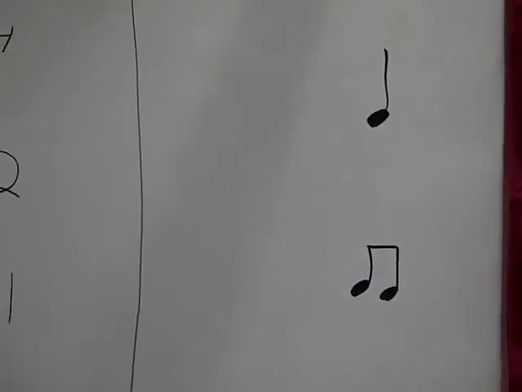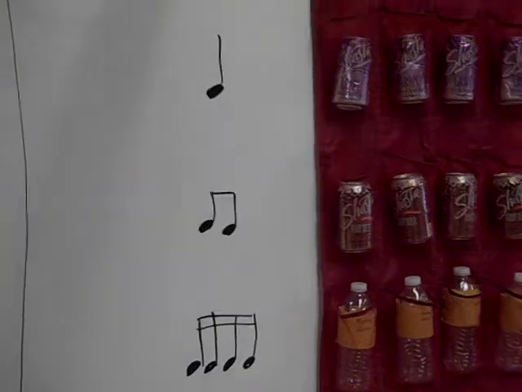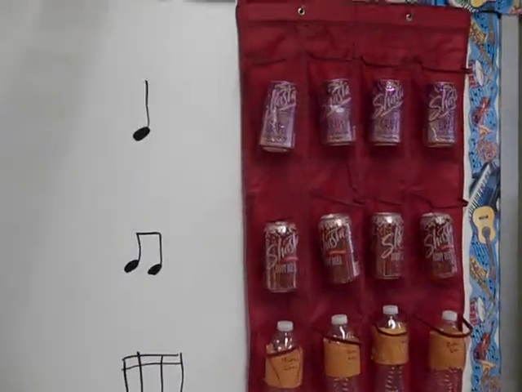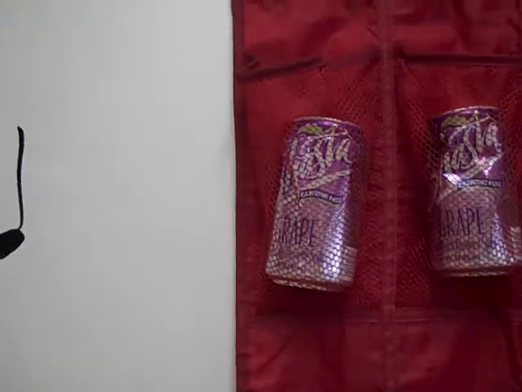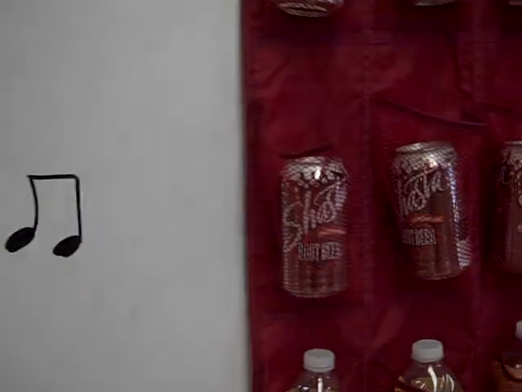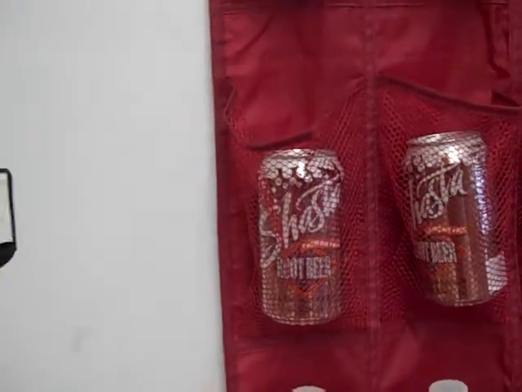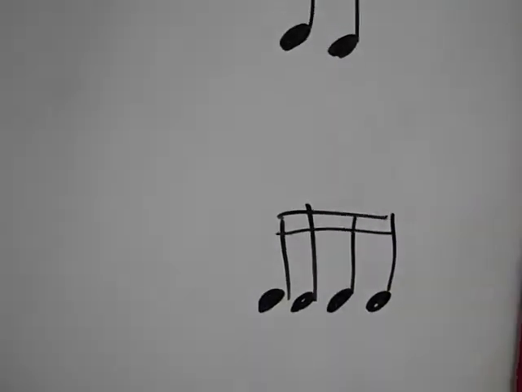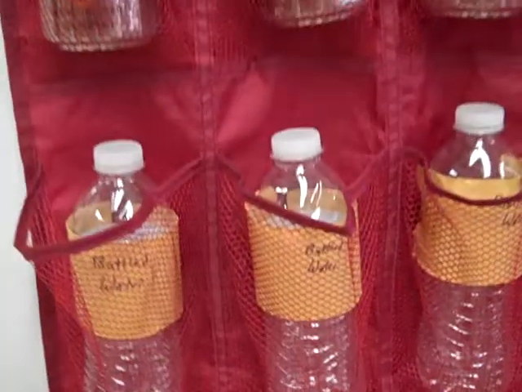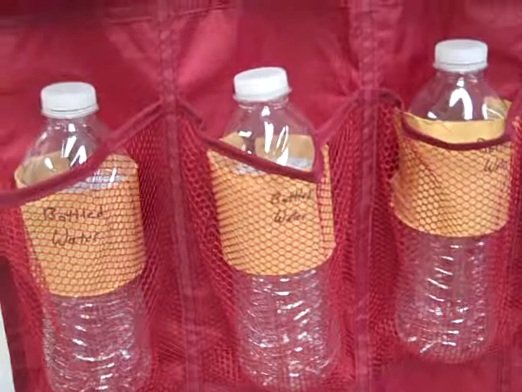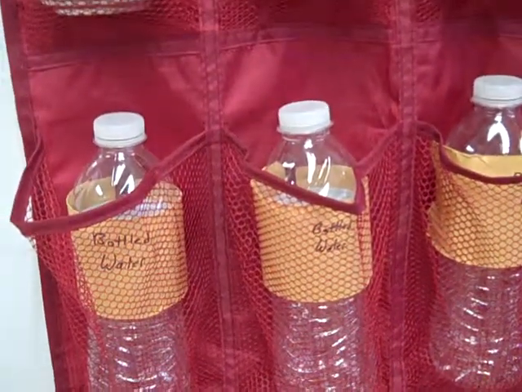We're going to use soda cans. These 3 flavors. The quarter note will be represented by the flavor grape. The 8th note pair will be represented by the root beer. And the group of 16th notes will be represented by bottled water. Homemade labels by yours truly.